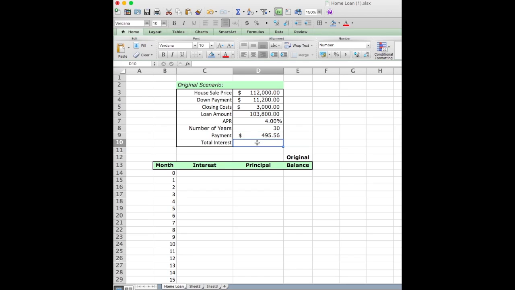Alright, now for this last box, we want to figure out the total amount that we pay in interest. Now we could add up everything in this interest column, but that's a little tedious. So instead, I'm going to put a little formula in here. I'm going to say equals. And so how do we get the total interest?